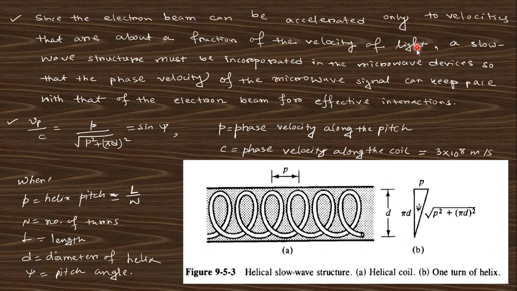Now you can say, since the electron beam can accelerate only to a velocity that is a fraction of the velocity of light, a slow wave structure must be incorporated into the microwave device. So the phase velocity of the microwave signal needs to be such that the electron beam effectively interacts with it. Finally you can see there is a space velocity, and this is p and this is p plus, because the diameter is d, then this will be pi d.